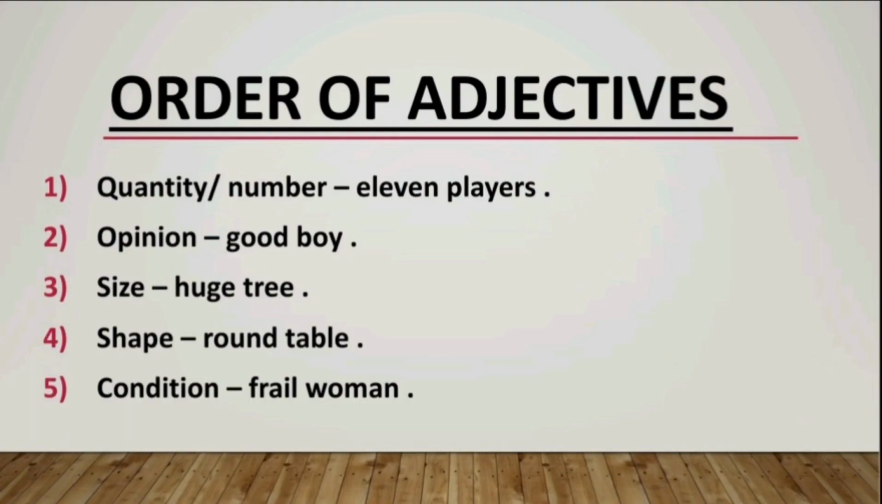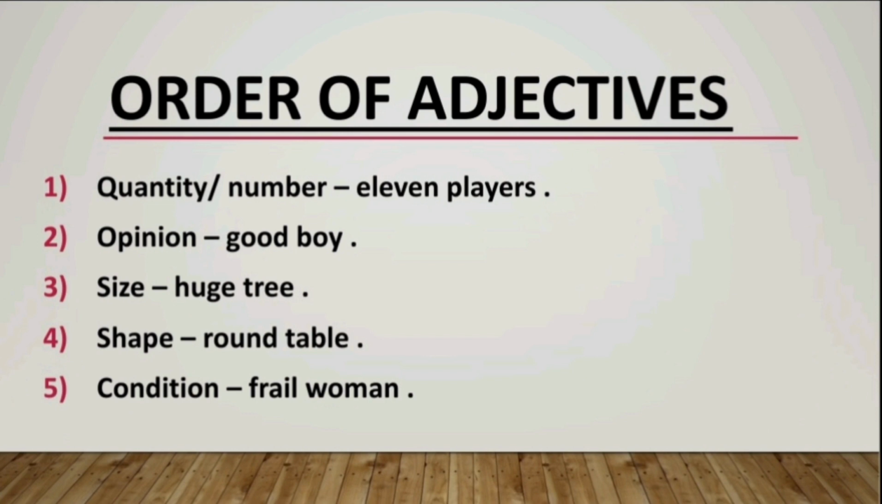Order of adjectives. Order of adjectives tells us in what manner, in what way, or what steps should be followed in ordering adjectives when they are used before nouns. So, it is the manner in which adjectives could be placed before a noun if more than one adjective is used in describing that particular word.